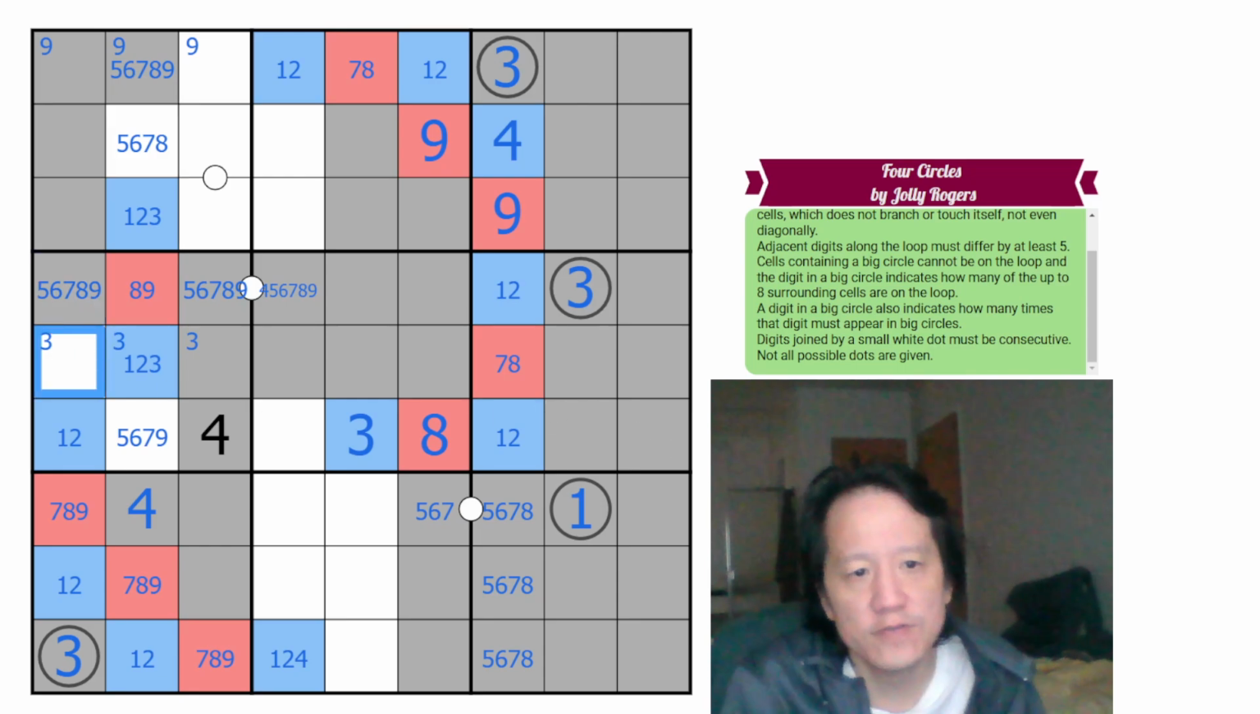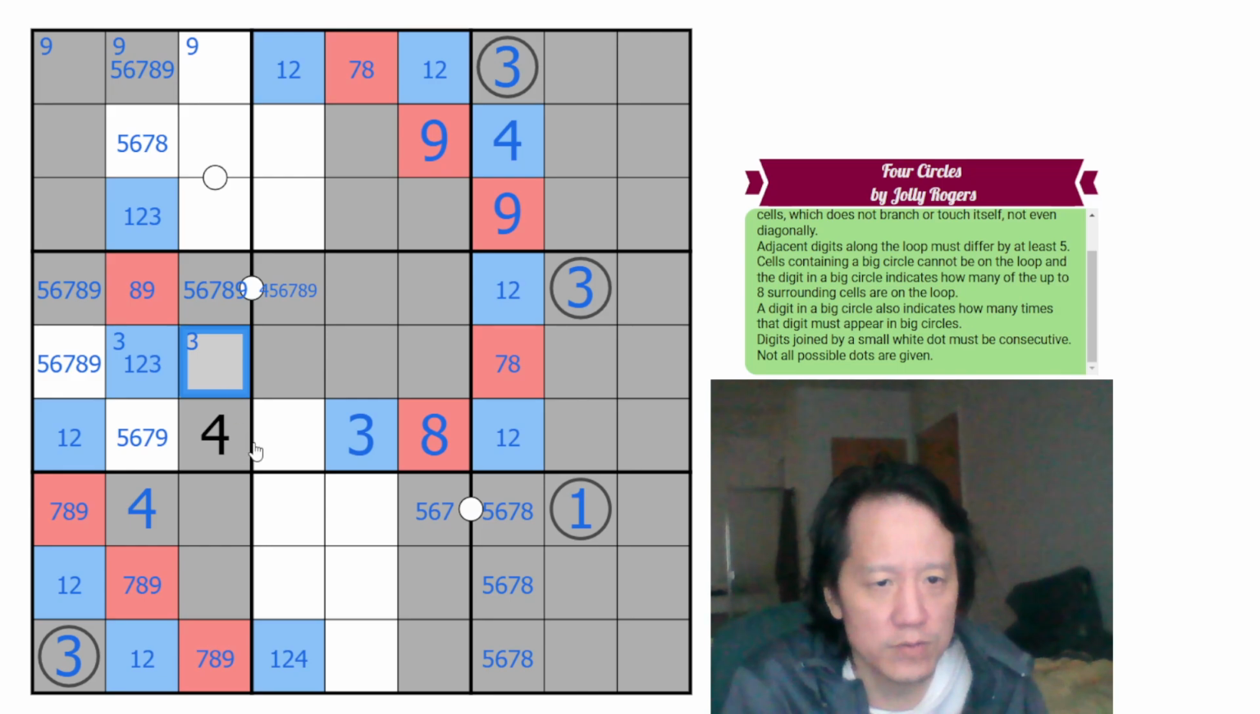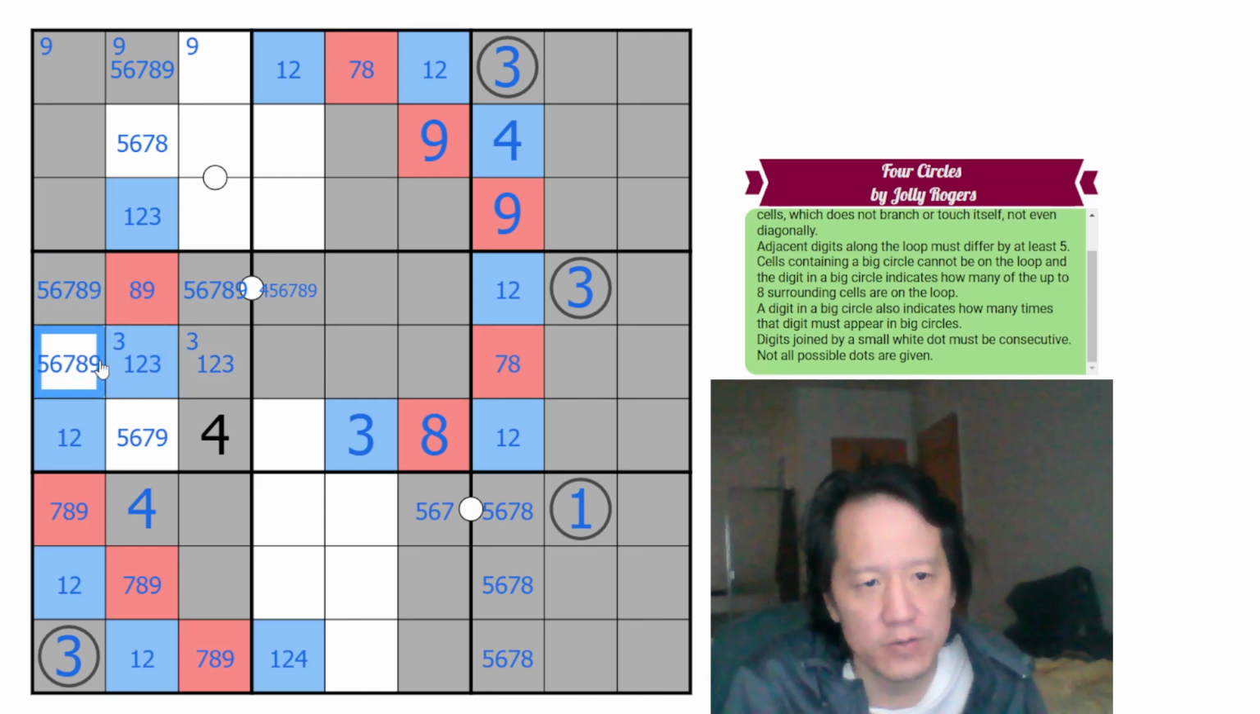This is 5, 6, 7, 8. Okay, this can't be 3. So this is 5, 6, 7, 8, 9. This has to be a low also. So this is 1, 2, or 3. None of these can be low. Therefore, this has to be the only possible low. So this could be a high, which is fun. This could be a high.